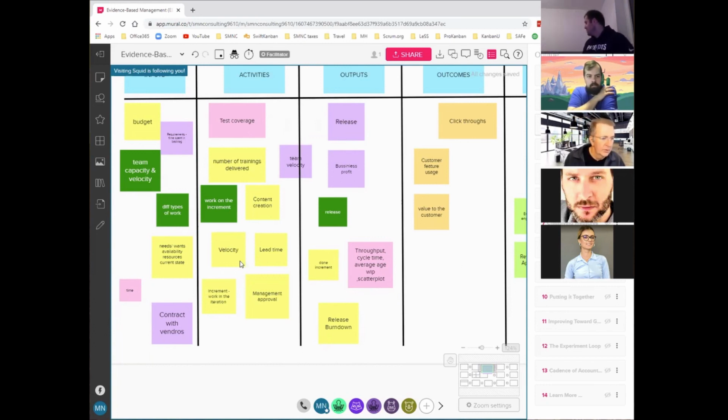Very good. And somebody else had velocity on here too. So again, depending on your definition of done, it's either an activity or maybe an output.